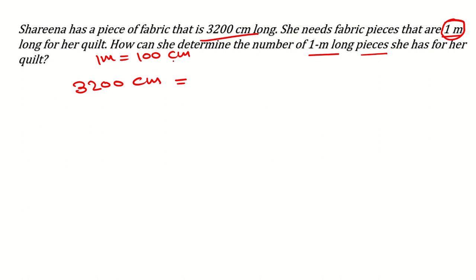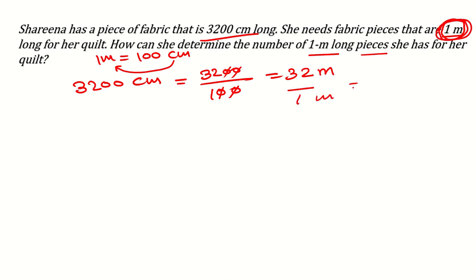So we are converting smaller to bigger. So what will we do? We will divide, okay, so divide by 100. Now 2 zeros cancel here. So what will be the answer? 32 meters. And she wants pieces of 1 meter only. So 32 divided by 1 meter is equal to 32. So what does it mean? She will have 32 pieces of 1 meter each.